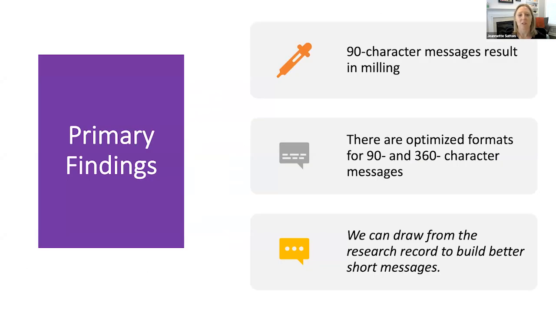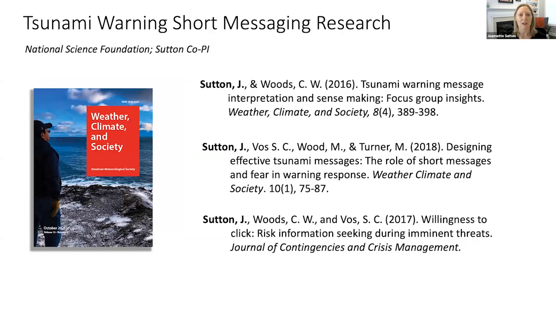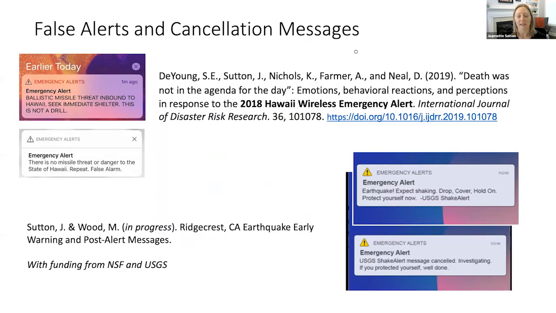So some additional research that we undertook right after the initial work that was done with the funding from the DHS was work that was funded by the National Science Foundation, looking at tsunami warning messages, conducting focus groups, and also online experiments. We looked at false alerts and cancellation messages. In particular, we looked at the Hawaii wireless emergency alert that was sent in 2018 and collected qualitative research findings from people in Hawaii who experienced that initial message and the cancellation message.